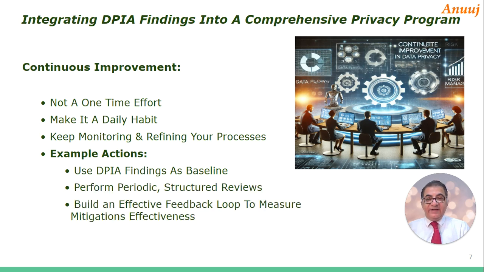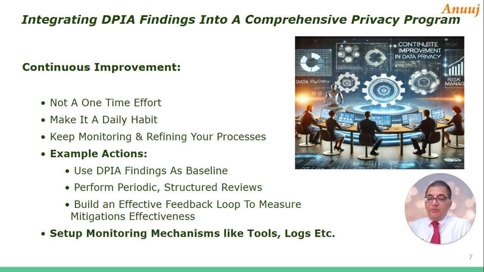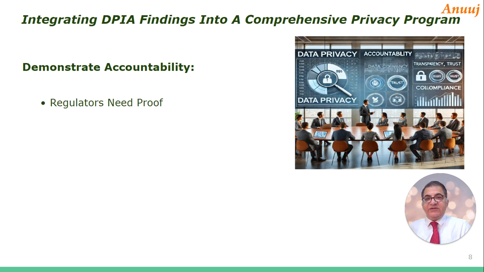Use DPIA findings as a baseline, and then perform periodic structured reviews. Build an effective feedback loop to measure the mitigation effectiveness, because if you don't know whether your existing plans are effective, how do you improve them? Set up a monitoring mechanism, tools, logs, etc. to help improve them.